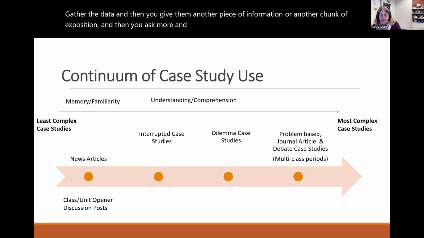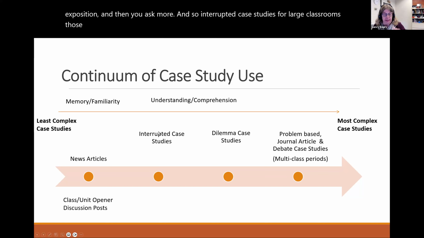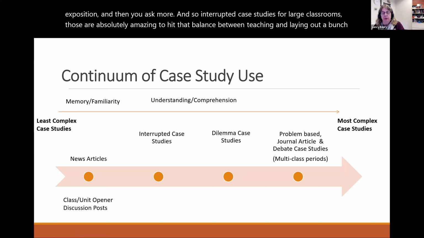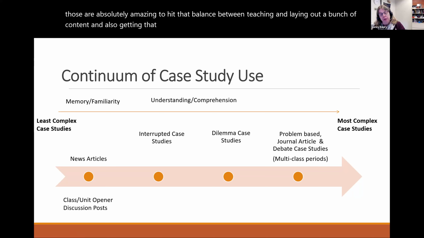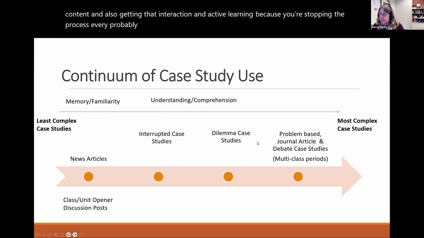And so interrupted case studies for large classrooms are absolutely amazing to hit that balance between teaching and laying out a bunch of content and also getting that interaction and active learning, because you're stopping the process every probably 5 or 10 minutes.